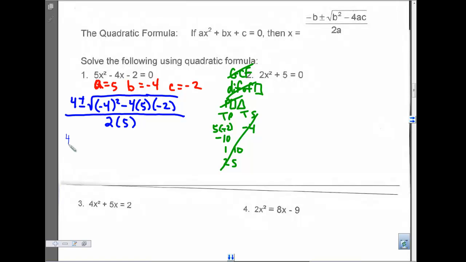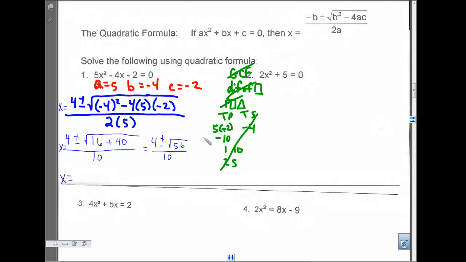Cleaning this up, this is 4 plus or minus the square root of 16 plus 40, divided by 10. And this is x equals. So this is going to be x equals 4 plus or minus the square root of 56 divided by 10. So now we have x equals.